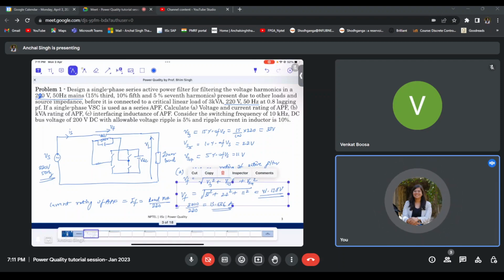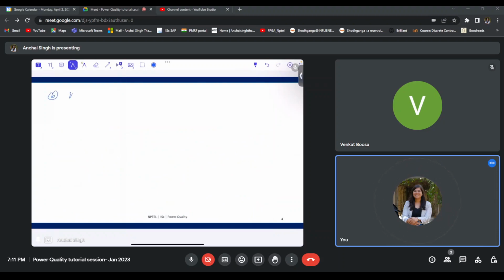Now the B part of this question was finding the kVA rating. So to find the kVA rating of active power filter, S is equal to Vf into If, which will be 41.158 into 13.636, which will be equal to 561.234 volt amperes. And the C part of this question was finding the value of interface inductance of the active power filter.